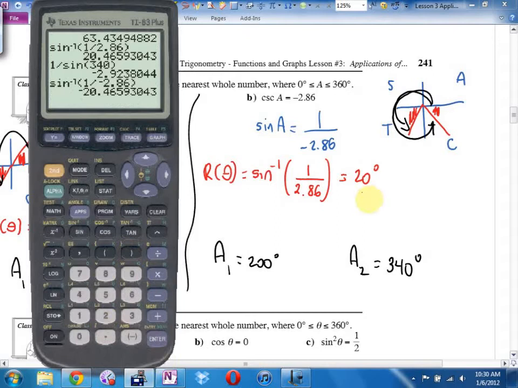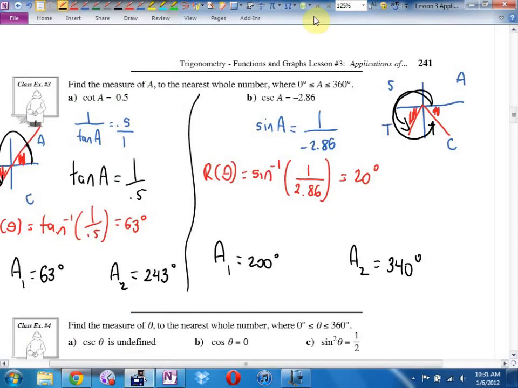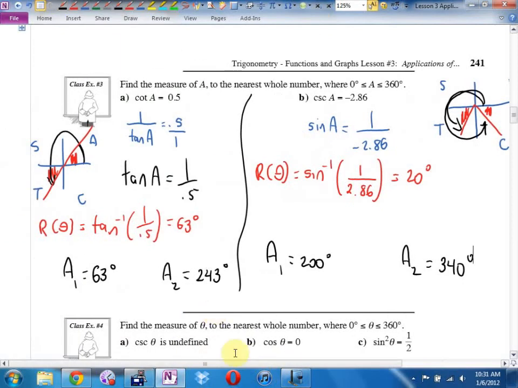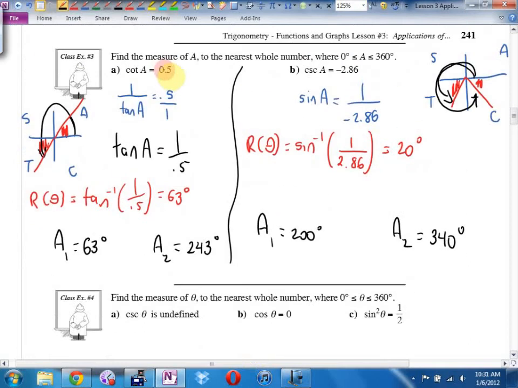Time for the curveballs. Where does this method no longer work? This will work for any angle on the planet except when this number here is a 0, a plus or minus 1, or an undefined. Then the bets are off. Usually what that means is your answer is either this or this or this or this. You're right on one of the four axes, and those don't really have proper reference angles, like the question you asked me earlier today. The system breaks down.